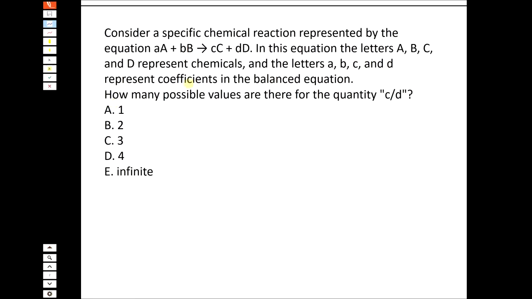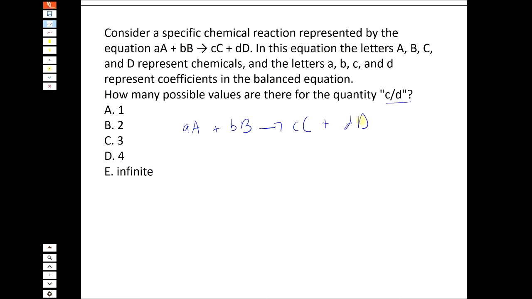So what we want to ask here is how many possible values are there for the quantity C over D? That'd be the ratio of the two coefficients on the product side. So again, writing out this equation, we obviously can't really balance it because we don't know what A, B, C, and D are. But let's think about how we could balance this if this was a real chemical equation.